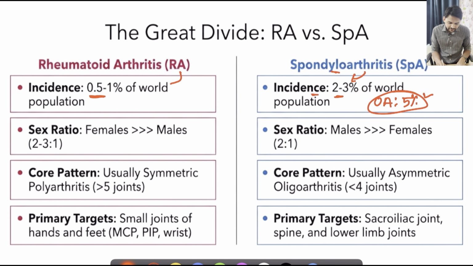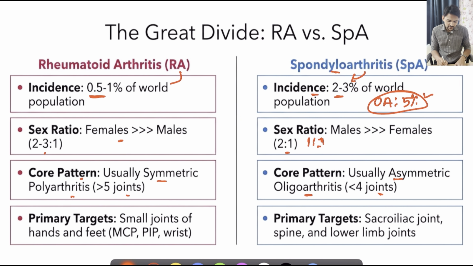And if we focus on the gender, RA is quite common in females than males in the ratio of 2 or 3:1, and it is quite the reverse in spondyloarthritis, that is males are commonly affected in the ratio of 2:1, or sometimes it will be equal, that is 1:1. And the core pattern, if we focus, RA will usually be symmetric polyarthritis. What is polyarthritis? There should be a minimum of 5 or more joints involved, whereas spondyloarthritis is exactly opposite, we can say, that is asymmetric oligoarthritis, that is less than 4 joints are involved in spondyloarthritis.